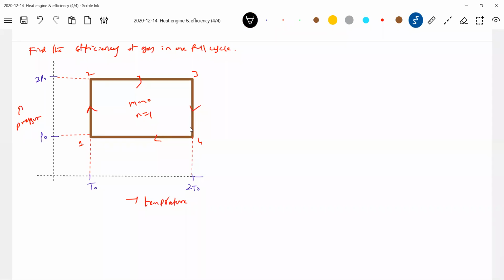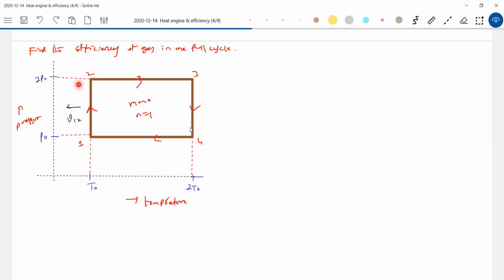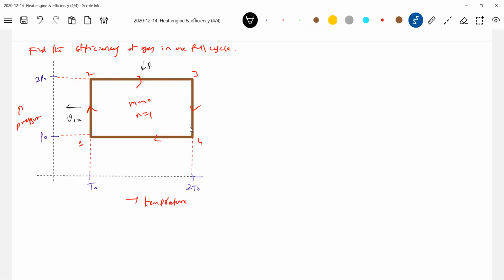So let's identify: 1, 2. Isothermal compression, temperature constant. If temperature is constant and pressure increasing, it is isothermal compression, so heat will be rejected. There's no other way; the student has to bring his basics. What about 2, 3? Pressure constant, temperature increasing, so isobaric heating, so it will be absorbed.